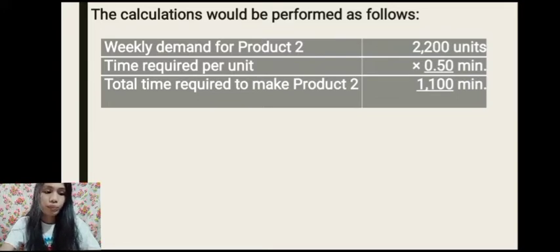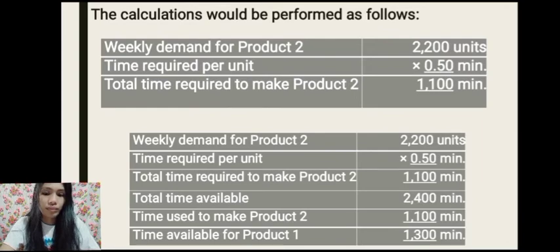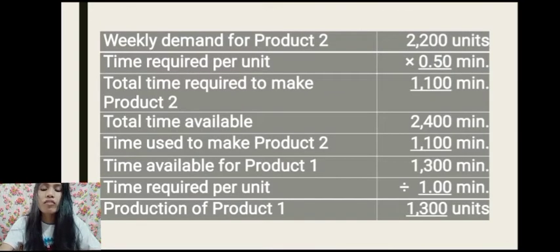So therefore, to maximize profit, they should produce all the demand of product 2 and use the remaining capacity sa product 1. So 1,100 minutes na sa product 2. So yung natitira doon sa 2,400 minutes, less mo yung 1,100 minutes, so yung 1,300 minutes na lang yung available para sa product 1. Profit would be maximized by producing all 2,200 units demand for product 2. So ilang units na lang yung kayang i-produce sa product 1, given na 1,300 minutes na lang yung time available.